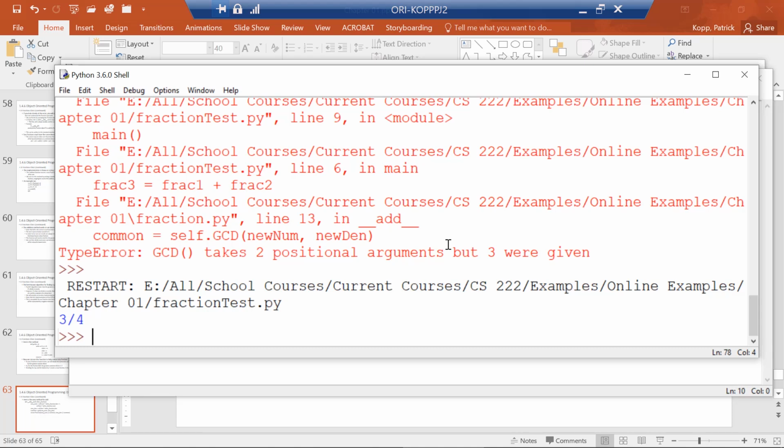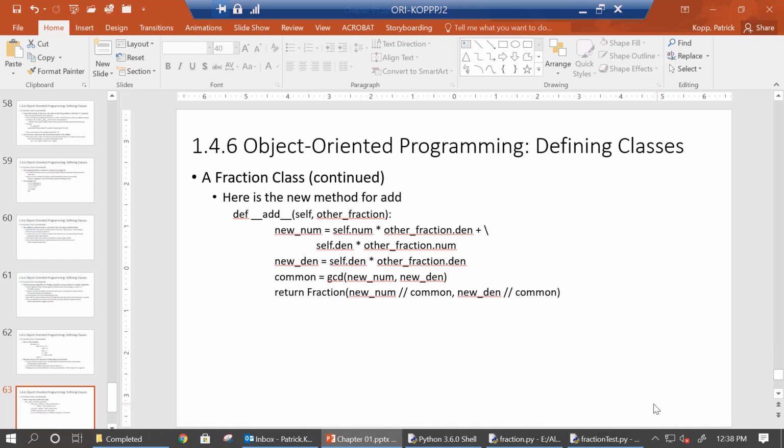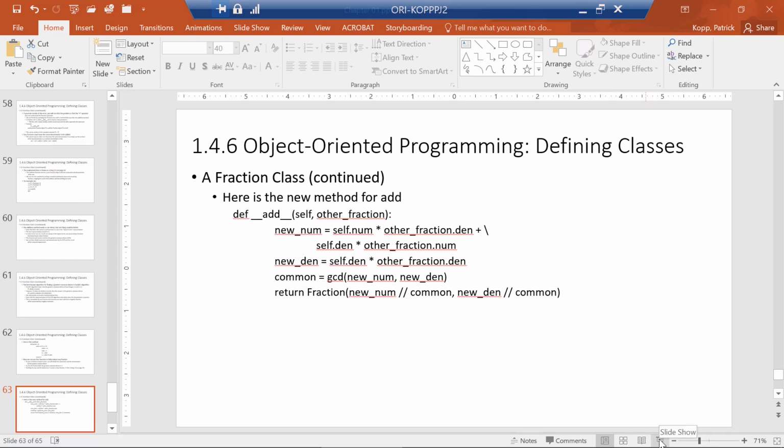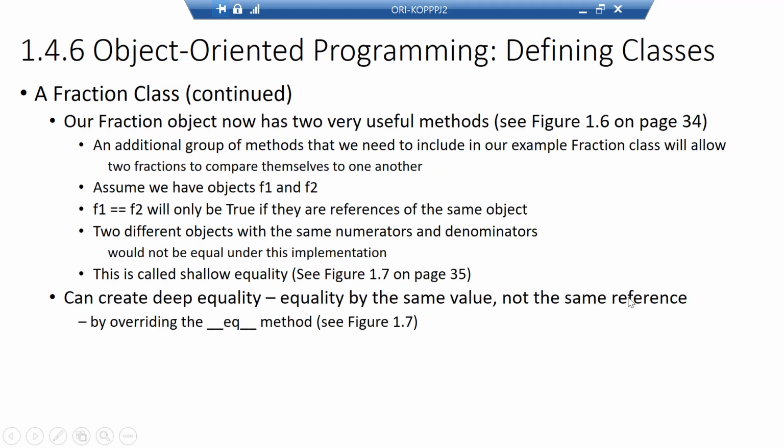Okay, so that's what we just did there. I'm going to go through this, and then we'll do this in the last lecture here. So our fraction object now has two very useful methods. They're shown in Figure 1.6 on page 34.